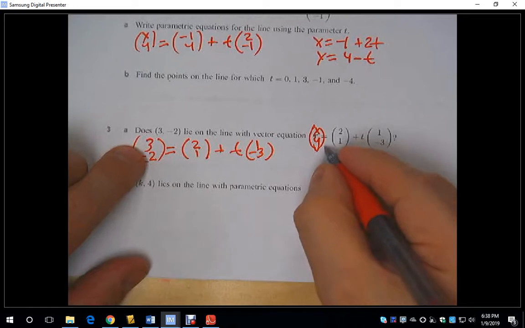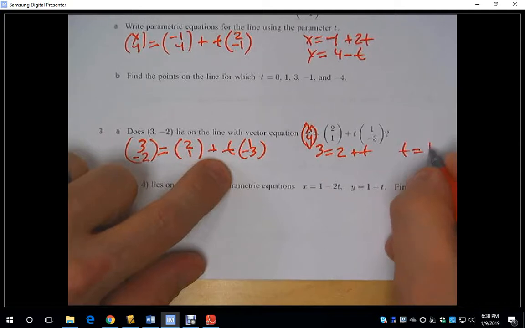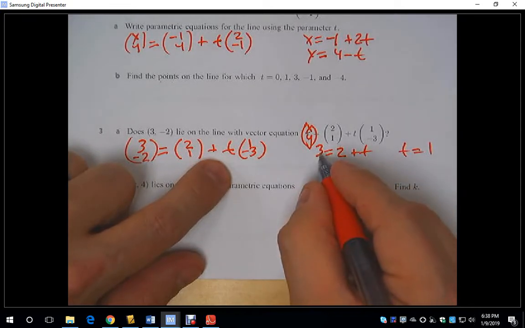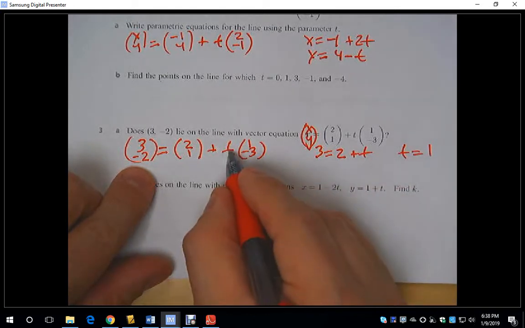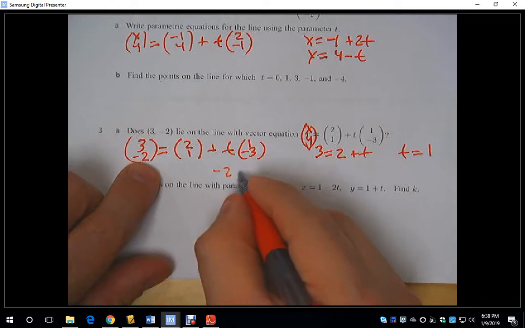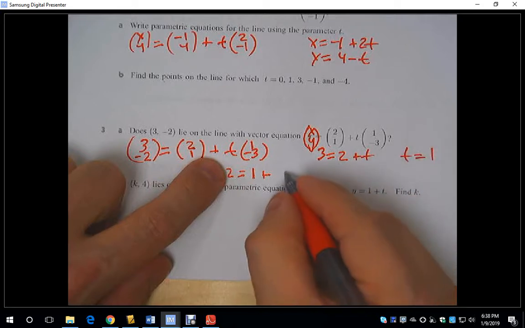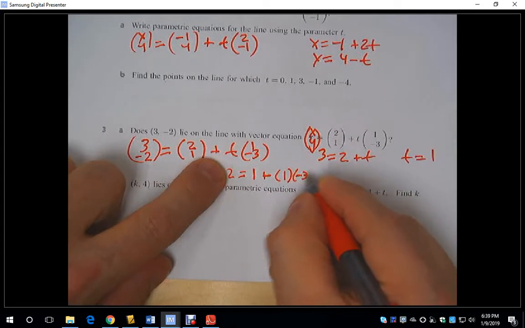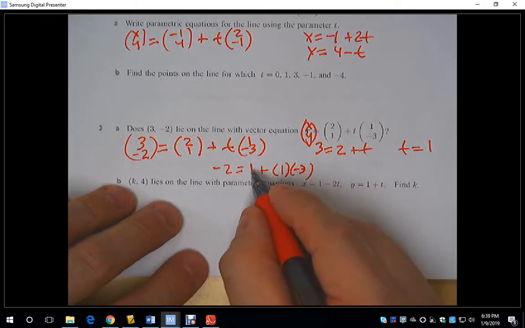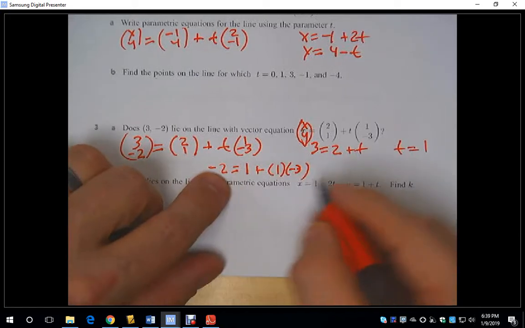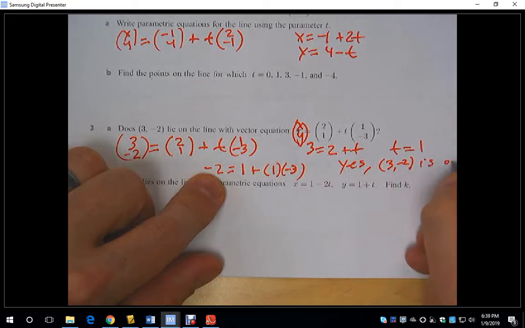Our first parametric equation, we have 3 equals 2 plus t. So t, in this case, equals 1 if I subtract 2 from both sides. Well, what do we get down here? If I take that 1 and plug it in here, do I get -2? So I have -2 equals 1 plus t, where t is 1, according to what we just solved. We have 1 times -3. Well, 1 times -3 is -3, and -3 plus 1 is -2. So I have -2 equals -2. So yes, (3, -2) is on the line.